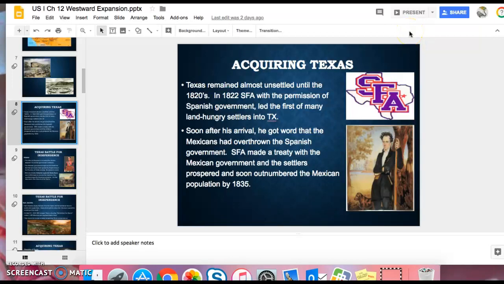Okay, we're going to be talking about Texas history. This is going to be pretty much the only Texas history that you will get. We don't do Texas history in 7th grade, so it's going to be fast and quick. Please be taking notes on your PowerPoints as I talk through this part.